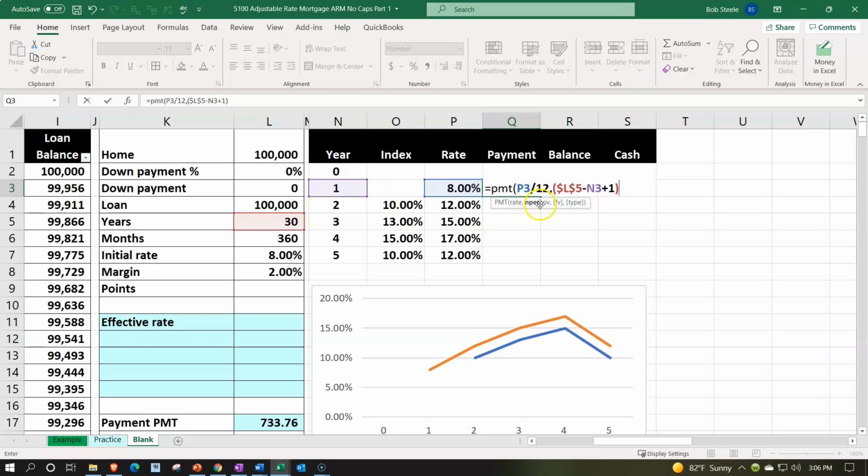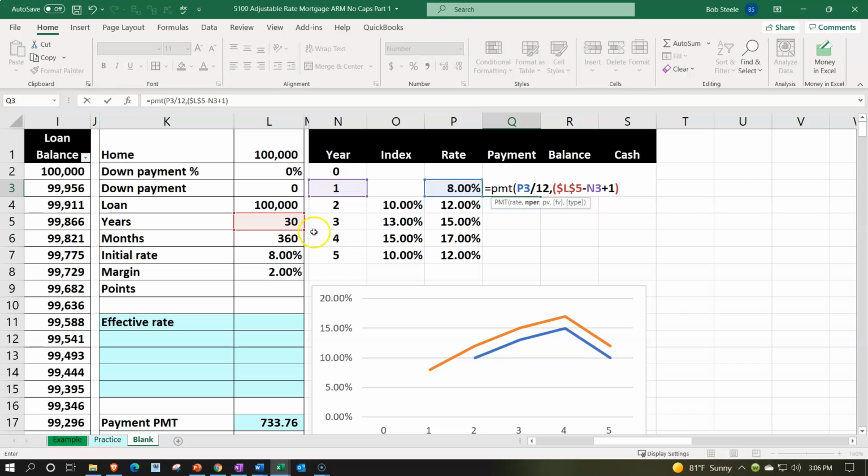Now, why would I do this minus 1 plus 1? Well, when I go down to year 2, it'll be 2 minus the 2 plus 1, which will give us 29 years. So that looks a little funny to do it that way, but you can see the reason we're doing it that way is because we're copying it down. So in essence, we're talking about 30 years, but we're calculating it 30 minus 1 plus 1 so we can copy it down.